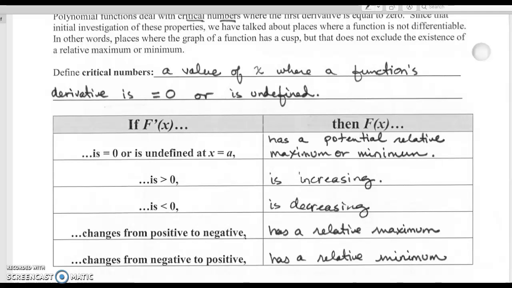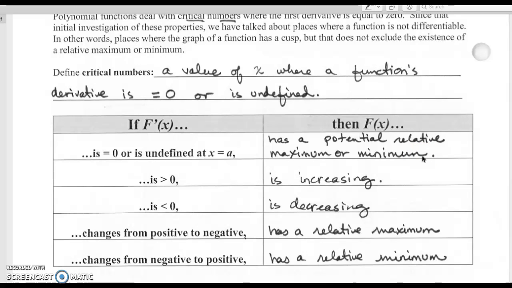So notice that the key word here, though, is potential relative min or max. Because if you think about a cubic function, just y equals x cubed, at x equals 0, the derivative equals 0, but it's not a min or max. So that's important to mention there. So our critical numbers will only find potential.